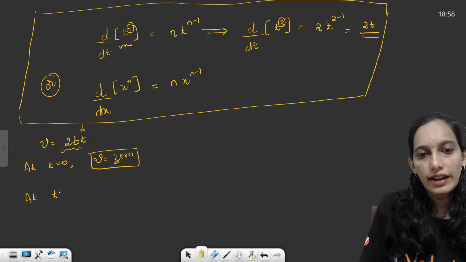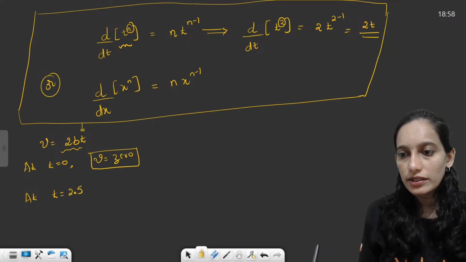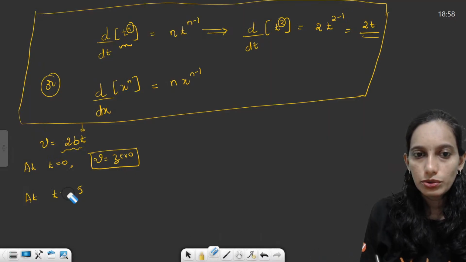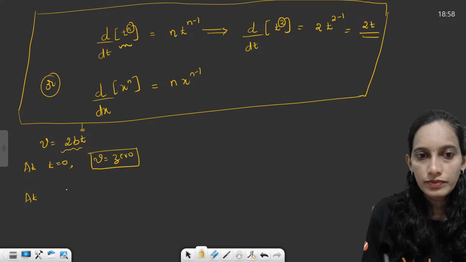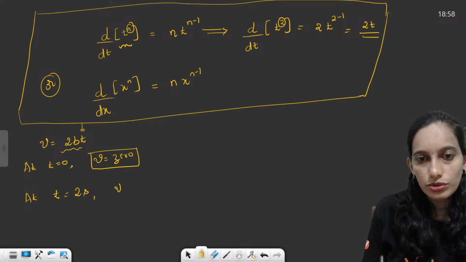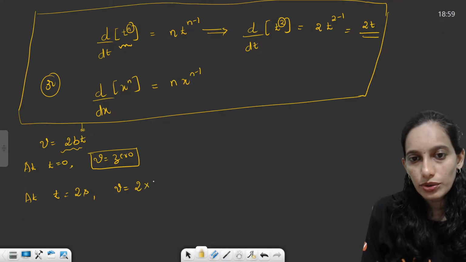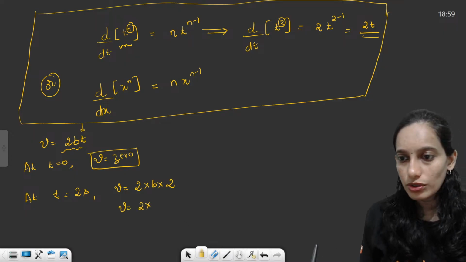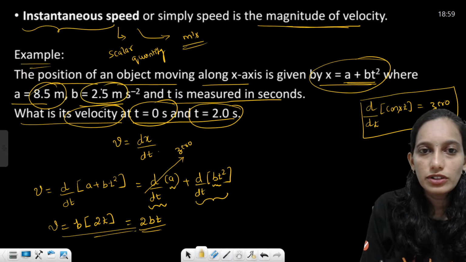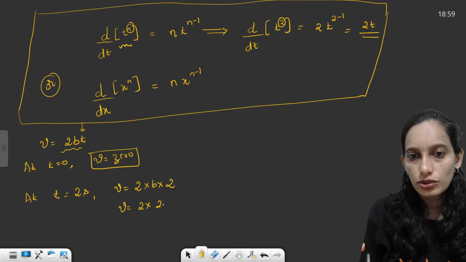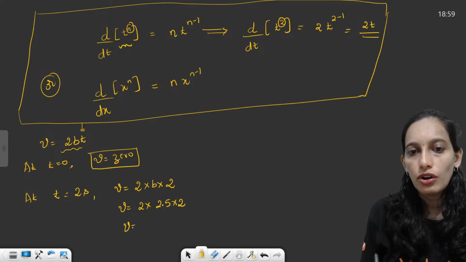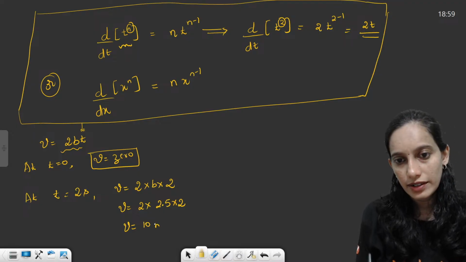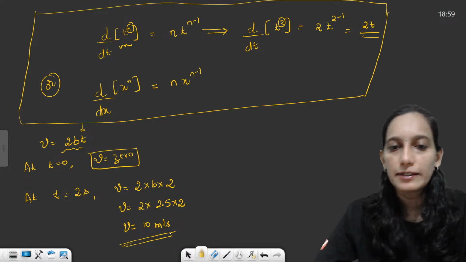And ಇನ್ನೊಂದು ಏನು ಕೊಟ್ಟಿದ್ದಾರೆ, at t equals 2 seconds. So velocity ಏನಾಗುತ್ತೆ, 2 into b into 2 seconds. ಇಲ್ಲಿ b value ಕೊಟ್ಟಿದ್ದಾರೆ, b value is given as 2.5, ಅದನ್ನು substitute ಮಾಡೋಣ. 2 into 2.5 into 2, this is going to give us 10, correct, 10 meter per second agate.